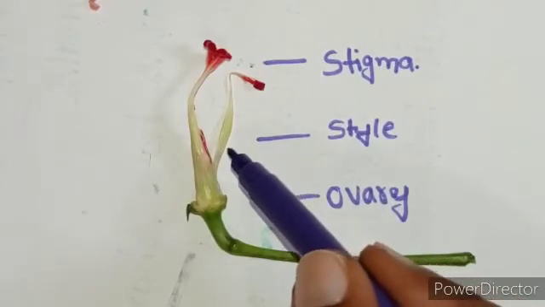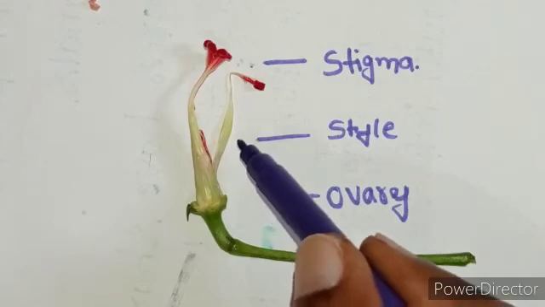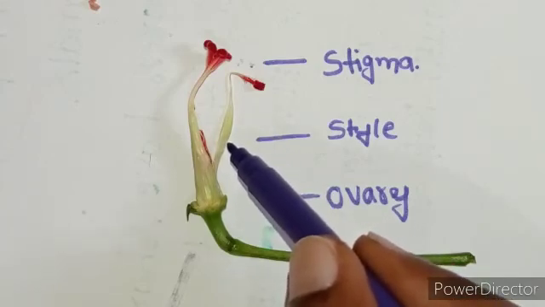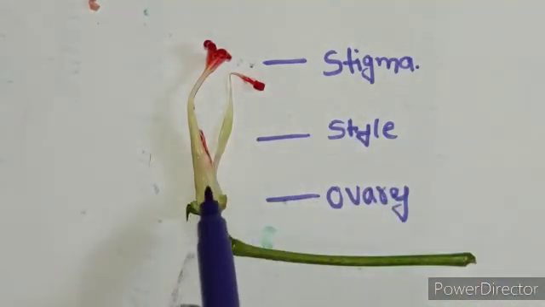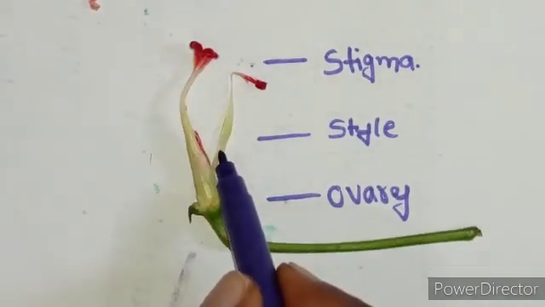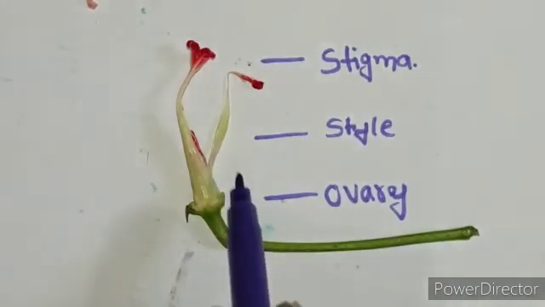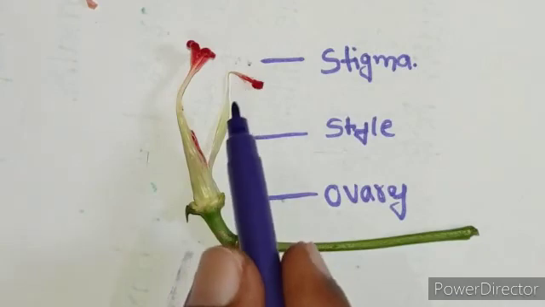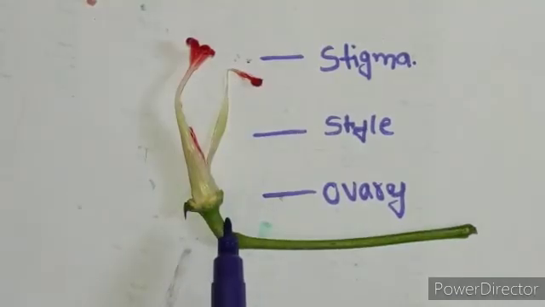Students, all of you see here, this is style. Style is the thread-like structure which connects the stigma with the ovary. All of you see here, this part is ovary, and this part is stigma. This style connects stigma to the ovary, and it is meant for raising the level of stigma. And this basal part is called ovary.